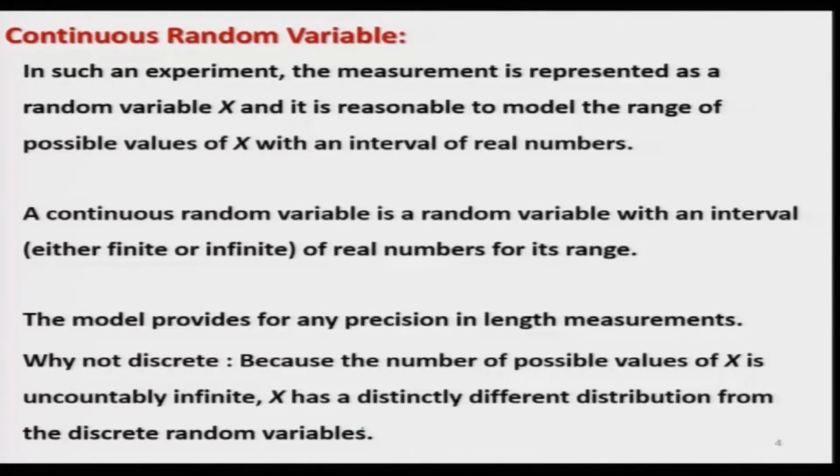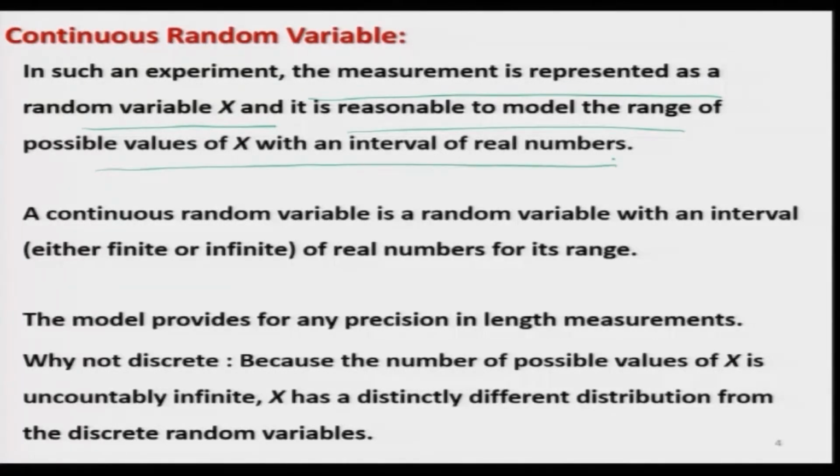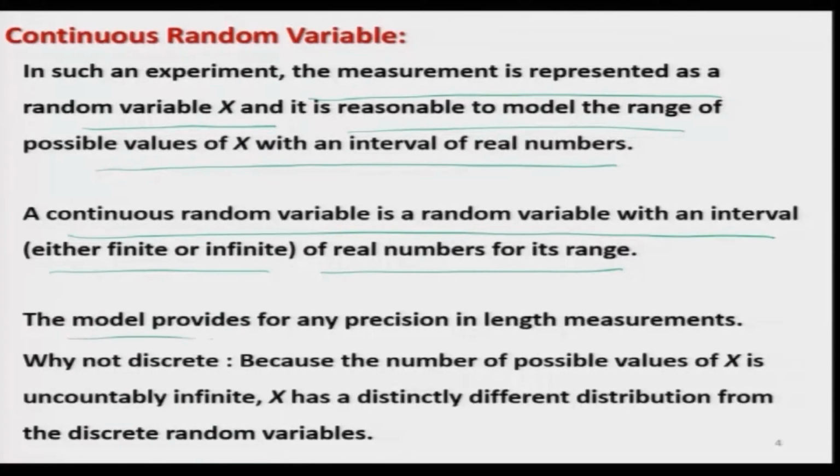So, we assume that the measurements are represented as random variable x, and it is reasonable to model the range of possible values of x with an interval of real numbers. And we know that a continuous random variable is a random variable with an interval of real numbers for its range, and this can be either finite or infinite. So, the model provides for any precision in length measurements.